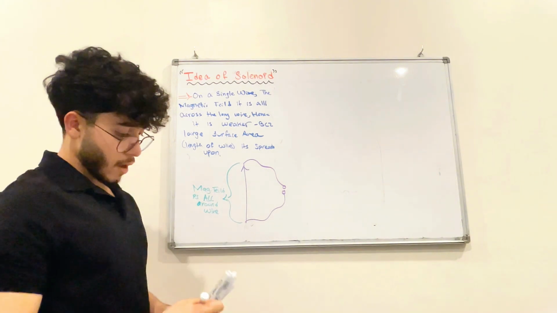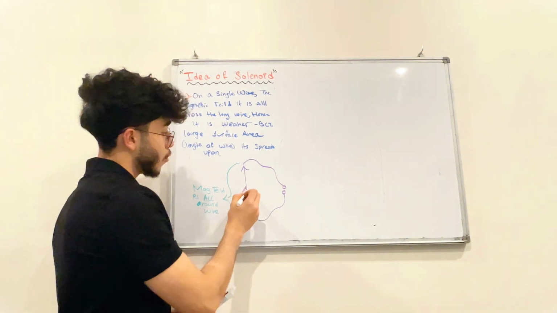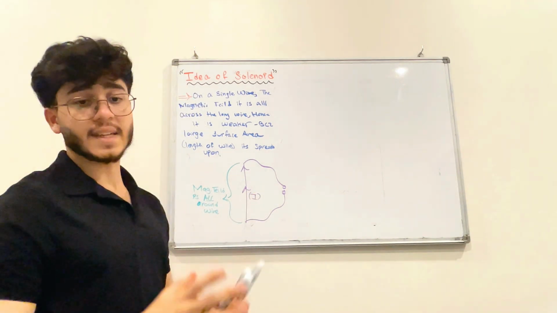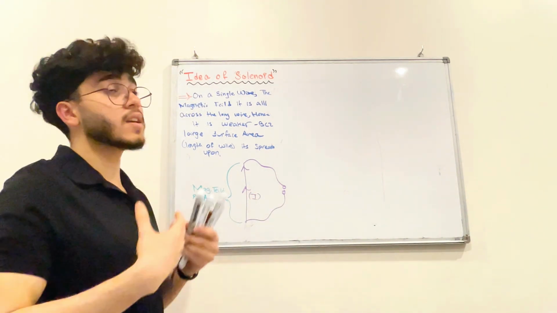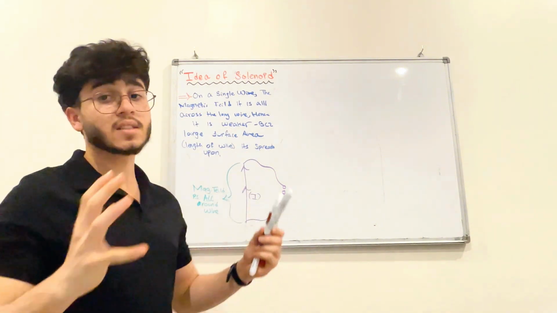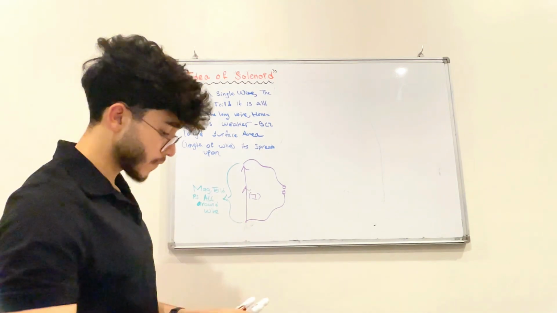Now, to resolve this problem, what can we do? We can coil the wire up to decrease the distance and increase the concentration and density of the magnetic field lines. And dense magnetic field lines means it is a stronger magnetic field.